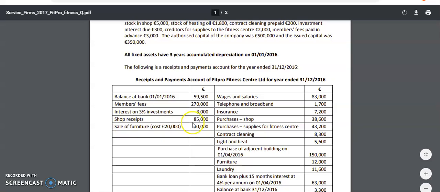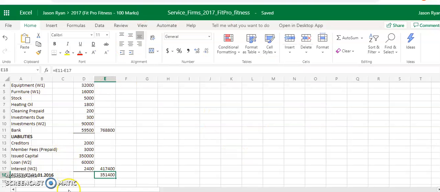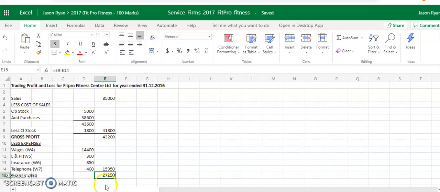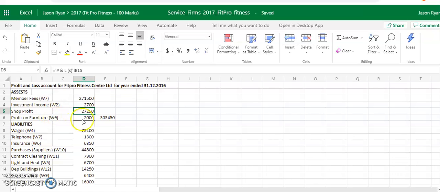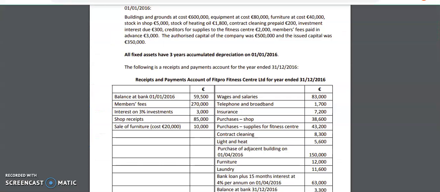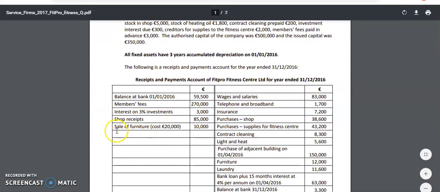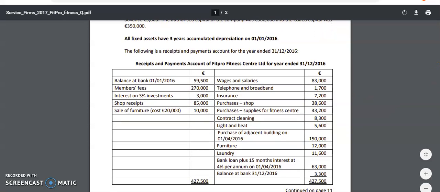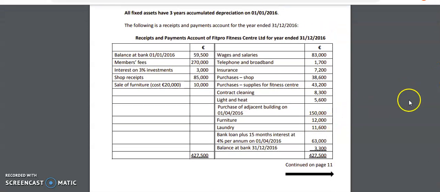The next one then, shop receipts. It's not shop receipts, it's going to be your shop profit that we calculated. So 27,250. And then it tells us that we had a sale of furniture that cost 20,000. We got 10,000 for it. So just have a look and see. We got furniture of 12,000.